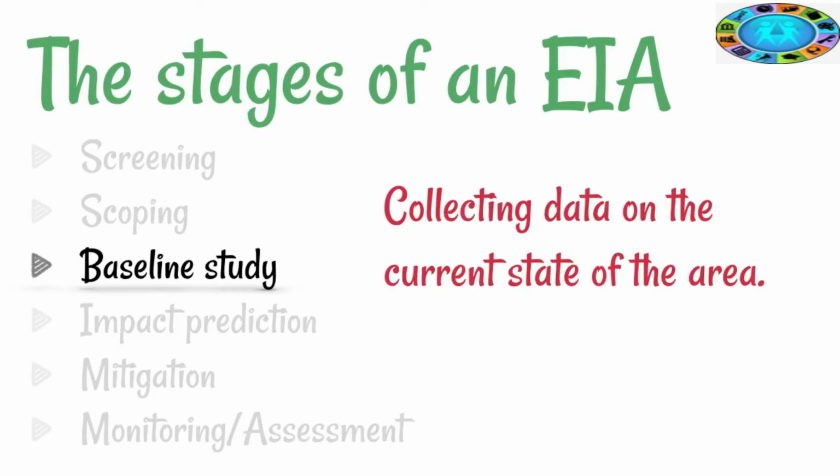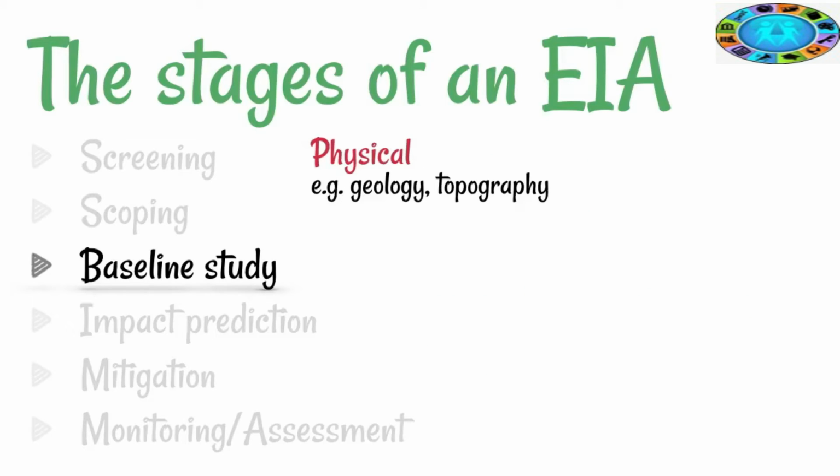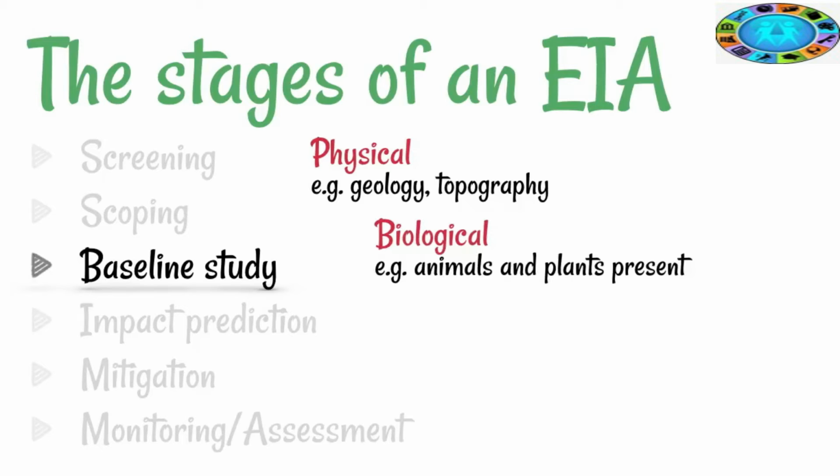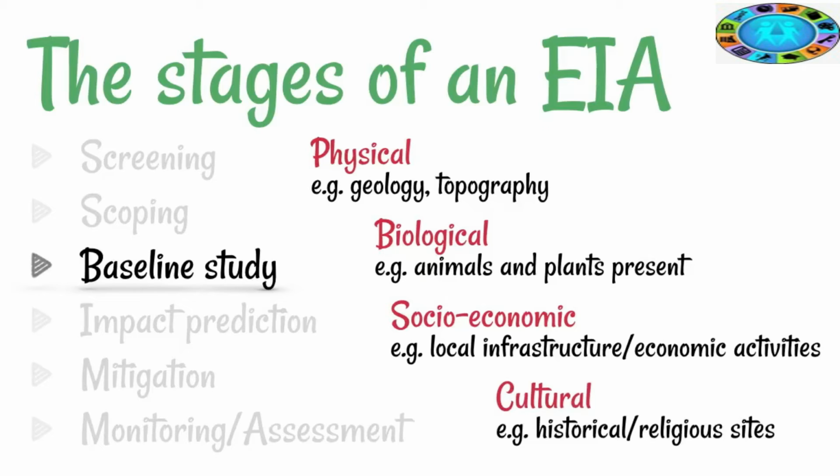A baseline study, this is a way of collecting data on the current state of the area, the current situation that we're in. For example, you can't predict the effects on local plant species if you don't know which plants are already present or in what sort of numbers. We might take into consideration physical factors such as the geology, the topography, biological things like animals and plant species present, socioeconomic factors, and also cultural factors.